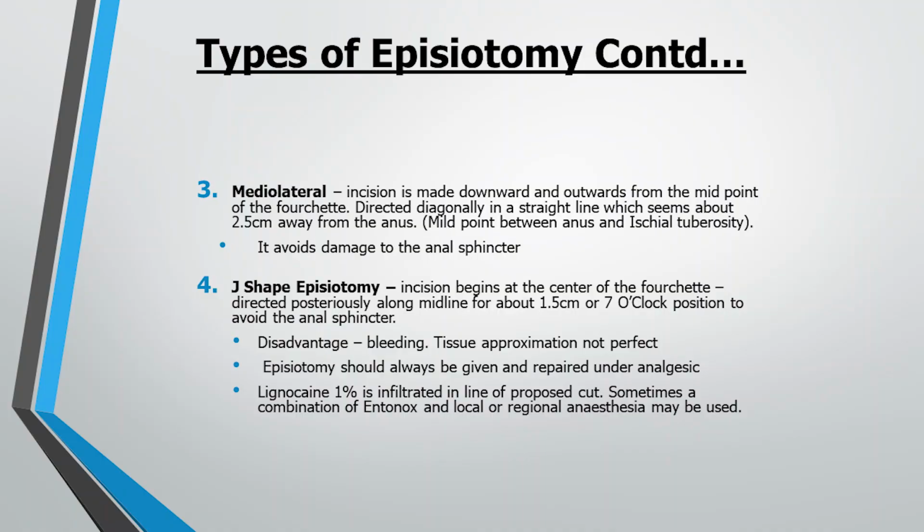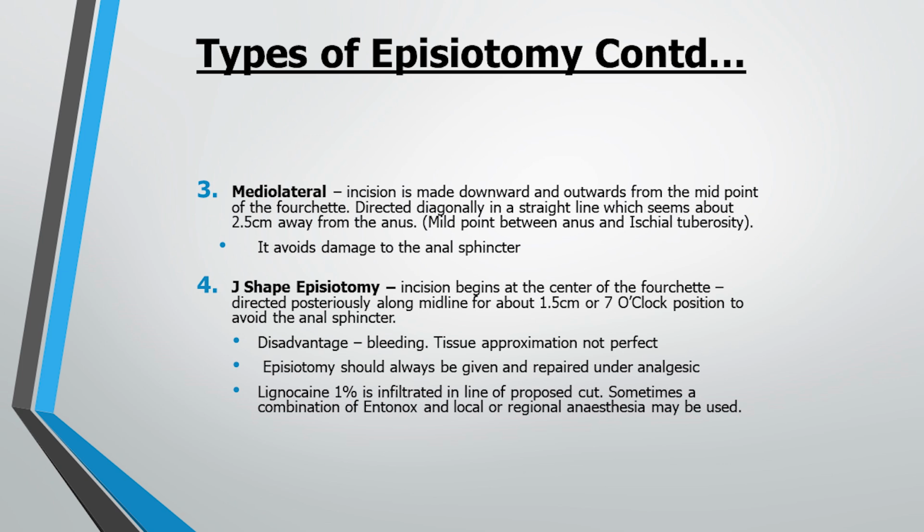The J-shaped episiotomy that is described also begins from the center of the vaginal fourchette. It's directed posteriorly to about 1.5 centimeters, and then from 1.5 centimeters you go laterally. It's like a J shape. This J-shaped episiotomy is employed in gynecology and is called short incision.